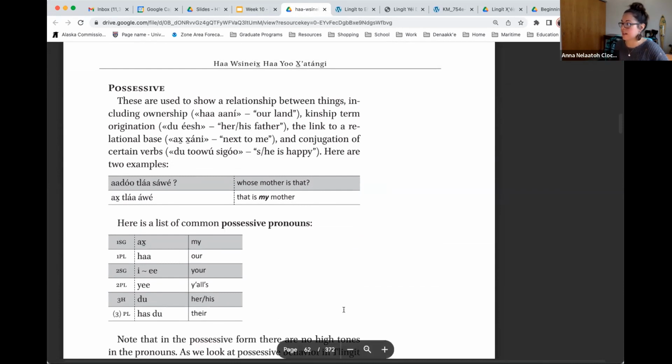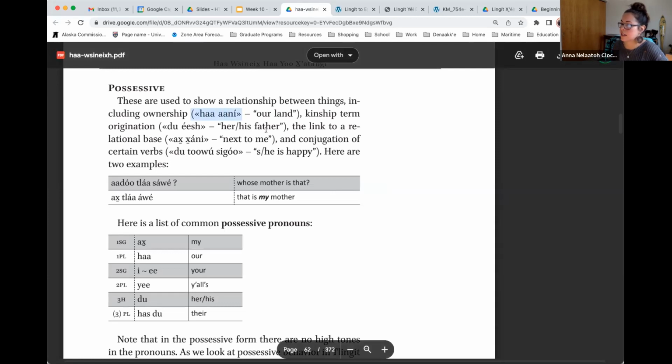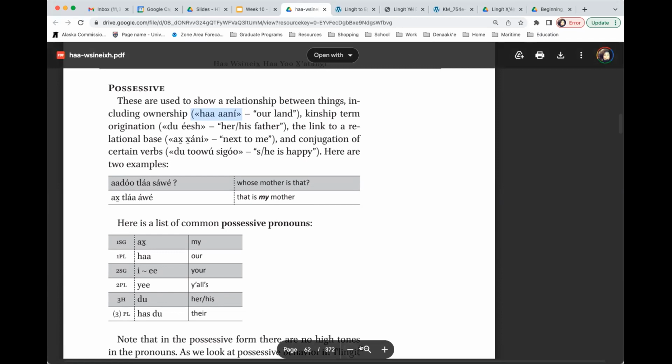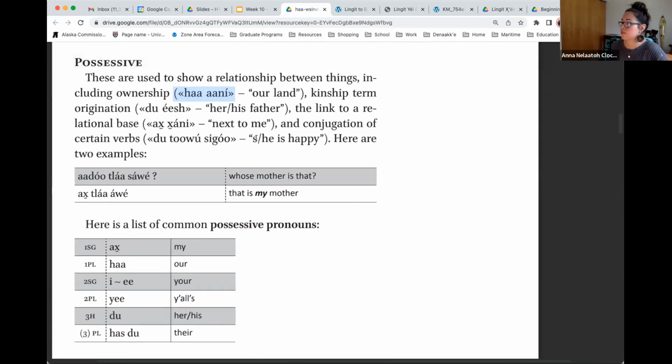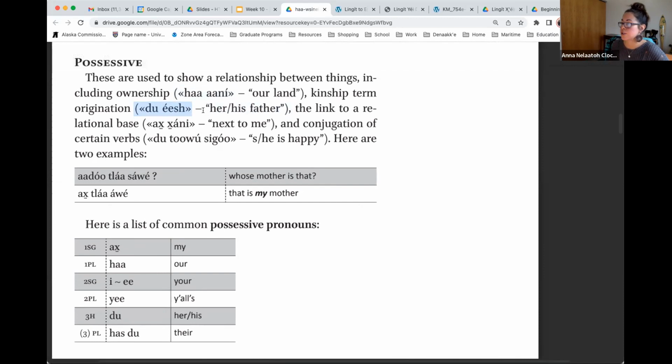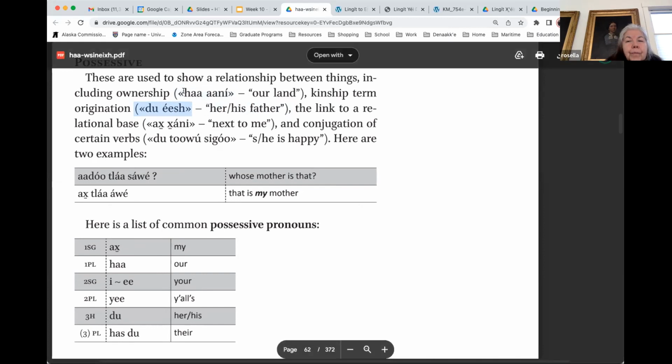Go ahead and repeat that after me. Kayaaní. Kayaaní. Kinship term or origination will also use possessive pronouns. So if we're talking about their father, repeat after me, you would say Dísi. Lichéesh. Tóoch.